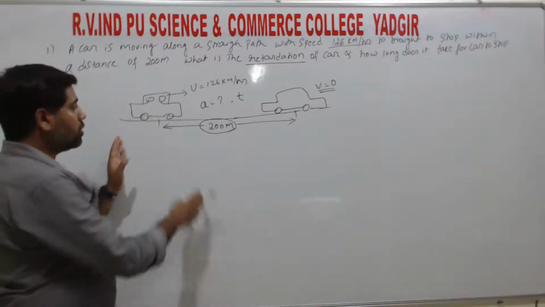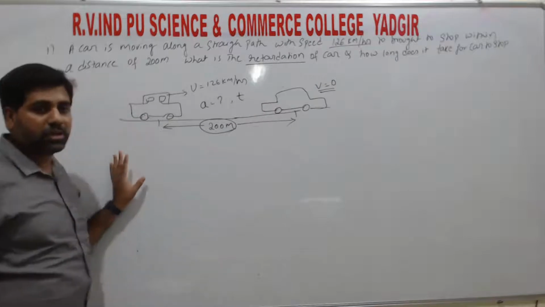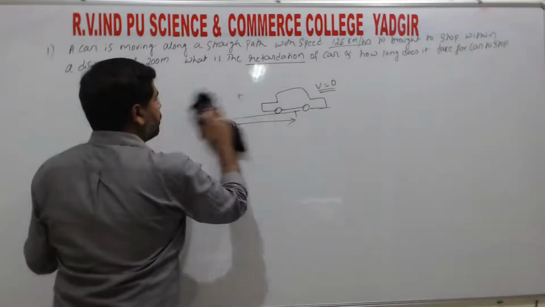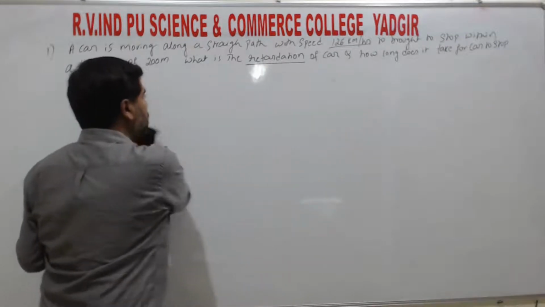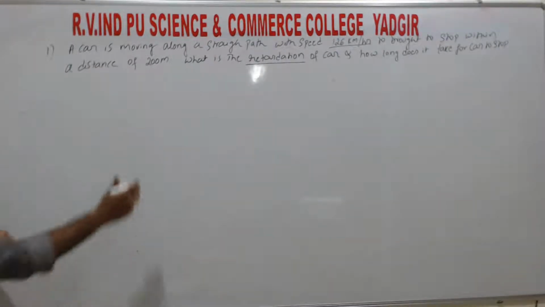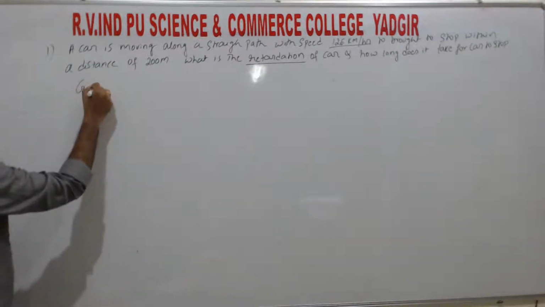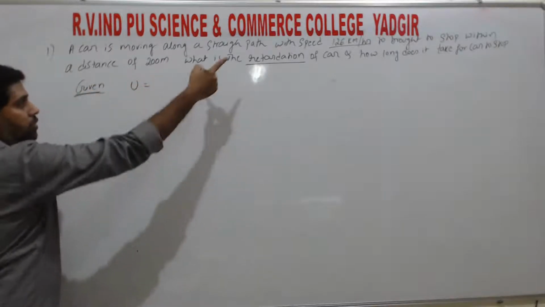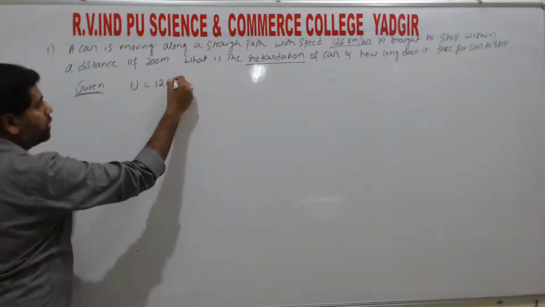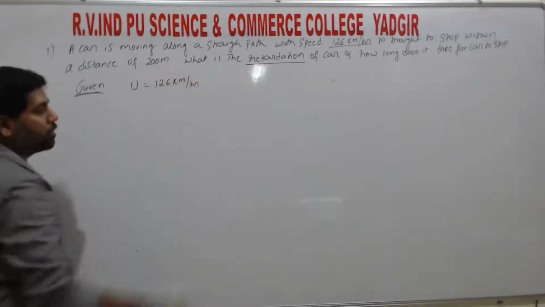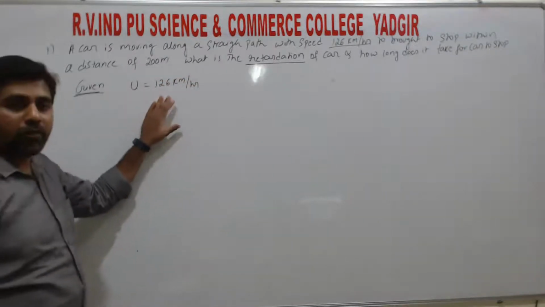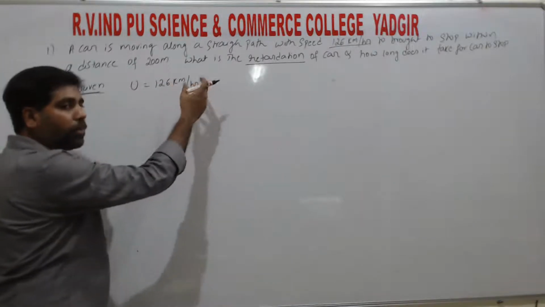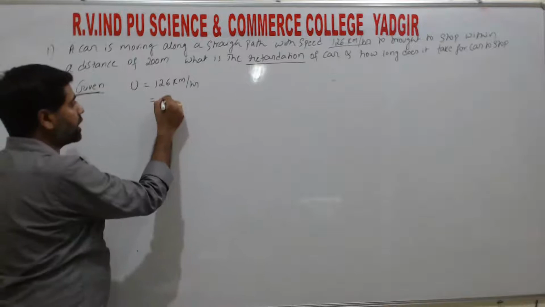In the exam, don't write all these diagrams and the like, right? Just for 5 marks, we need to mention the data. So first we need to write given. What they gave: initial velocity, that is 126 kilometer per hour. The SI unit of velocity is meter per second. We need to convert this kilometer per hour into meter per second.